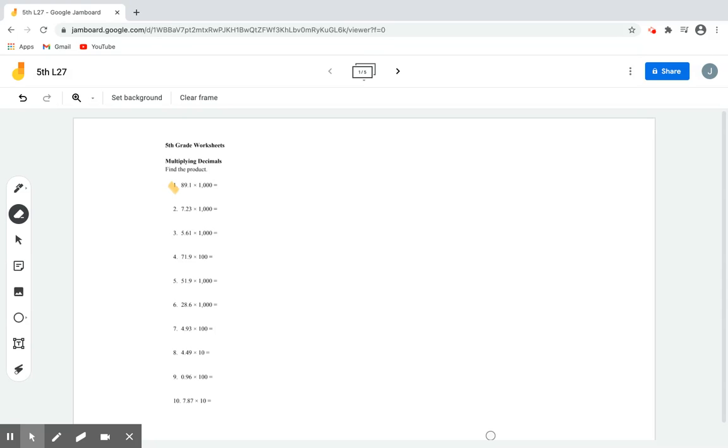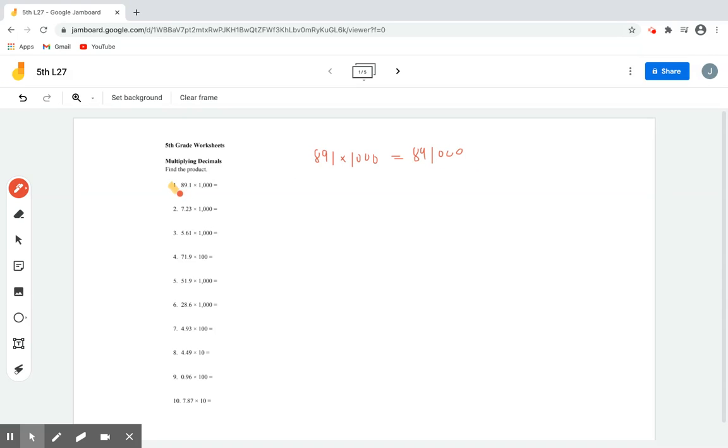So let's get started. The first one we're going to learn is multiplying decimals, and we're going to work on number 1. When we multiply decimals, we need to take out the decimal point first, and we're going to take care of the decimal point later. So we take out the decimal point, so this will be 891 times 1000, and then it will be 891,000.